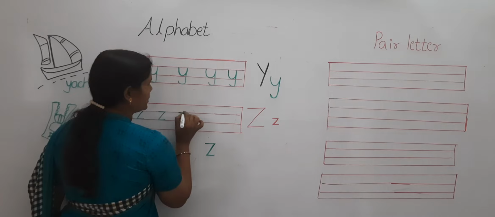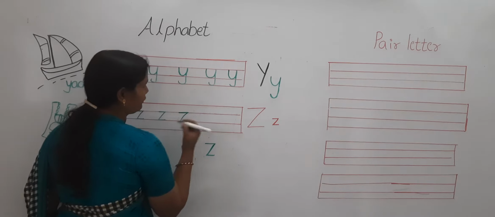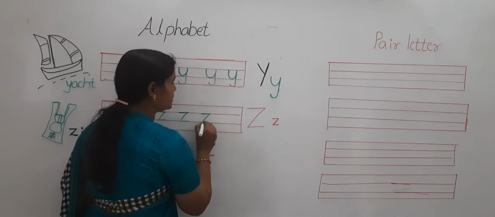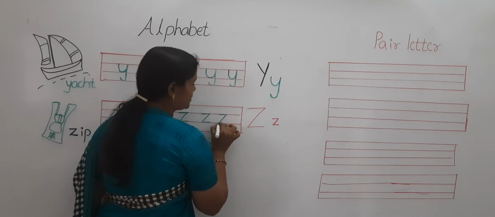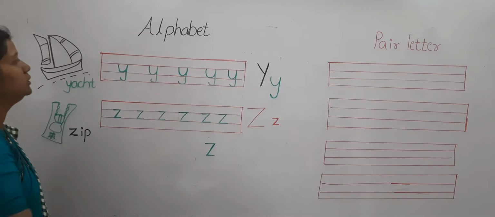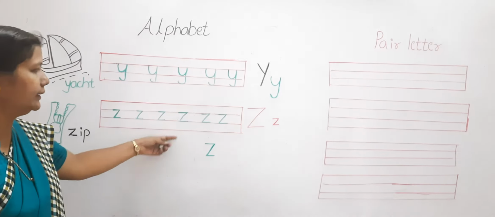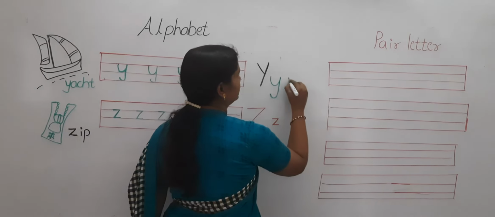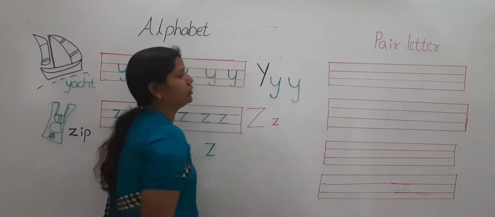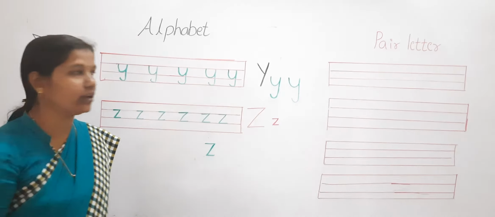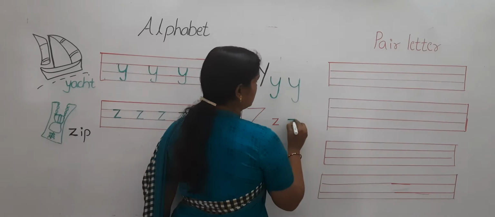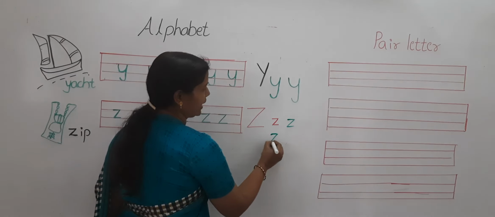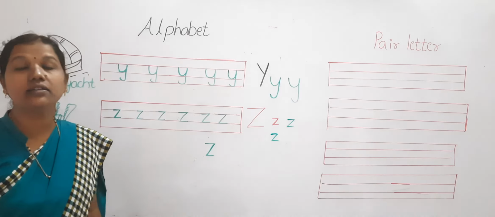Okay. One sleeping line, then slanting line and again one sleeping line. This makes letter Z. Z for zebra. Say and write Z. Okay. This is the small letter Y and this is capital letter Y. For letter Y, take a curve and draw a standing line and small curve. This is the capital letter Y and this is letter Z. Take a sleeping line, then a small slanting line and again sleeping line. This is the letter Z.